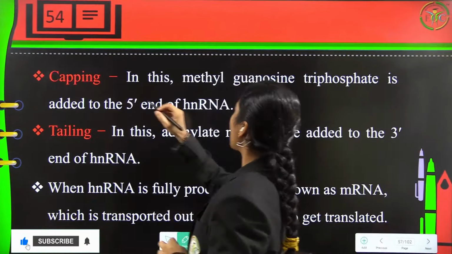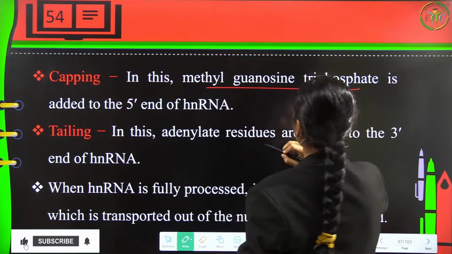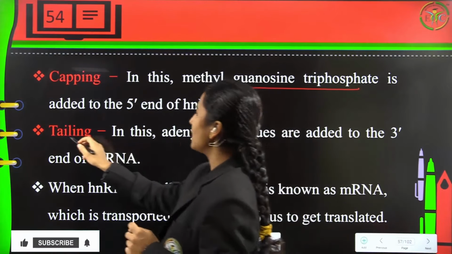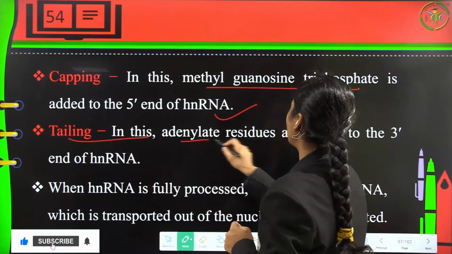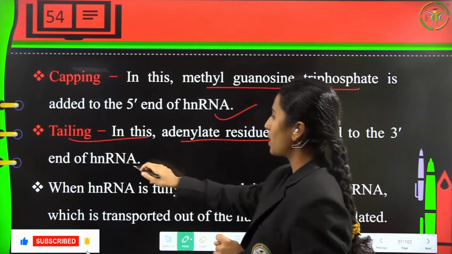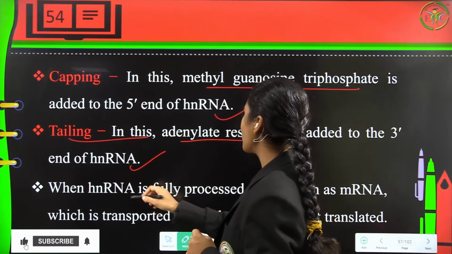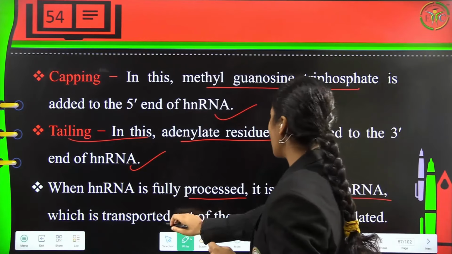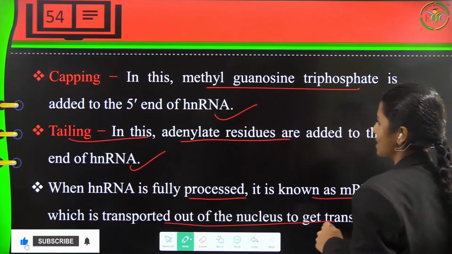So next is capping. In this, methyl guanosine triphosphate is added to the 5' end of the hnRNA. And then tailing. In this, adenylate residues are added to the 3' end of the hnRNA, and when the hnRNA is fully processed, it is known as mRNA, which is transported out of the nucleus to get translated.